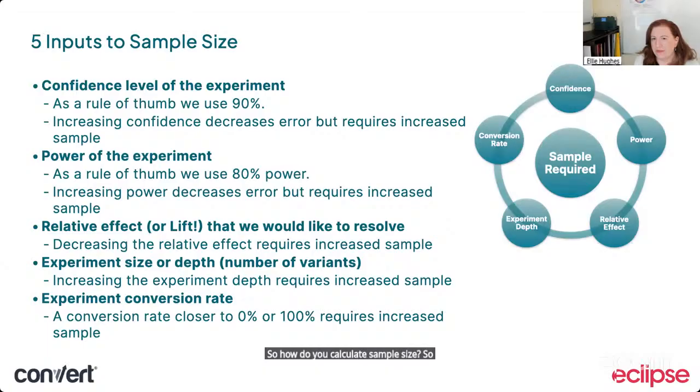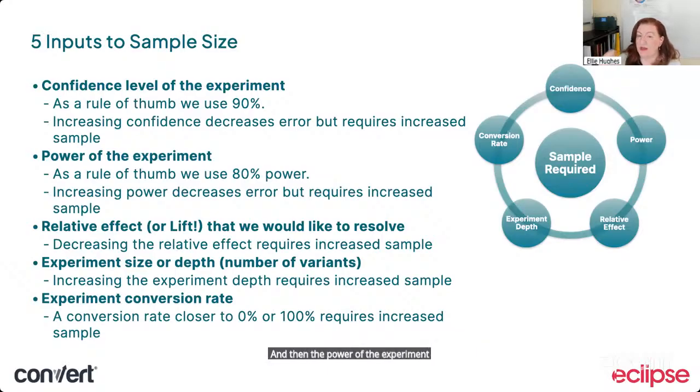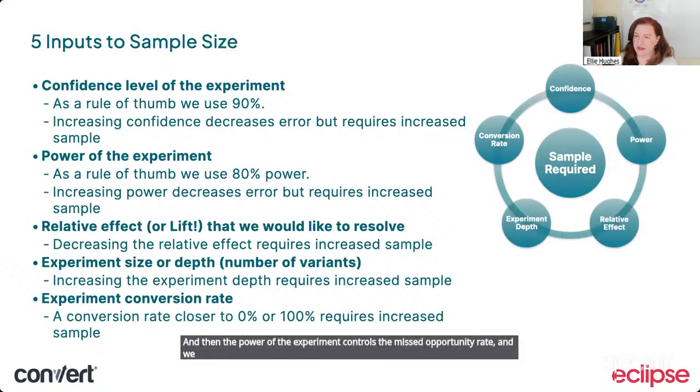So we've got the confidence level of the experiment. So I just talked about that. Confidence controls the false discovery rate. So when you set it at 90%, you're getting a 1 in 10 chance of a false discovery. And then the power of the experiment controls the missed opportunity rate. And we normally use 80% power.